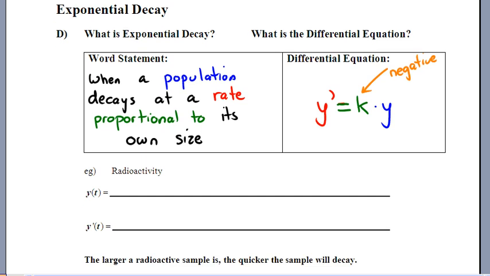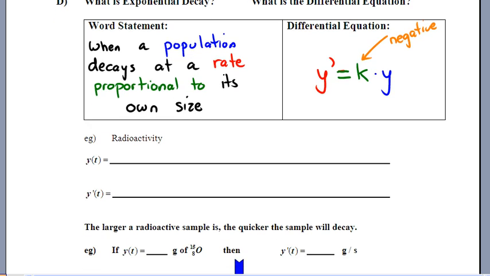A great example would be radioactivity in physics. So I might want to let y, or any letter of my choice, be the amount of material at time t.